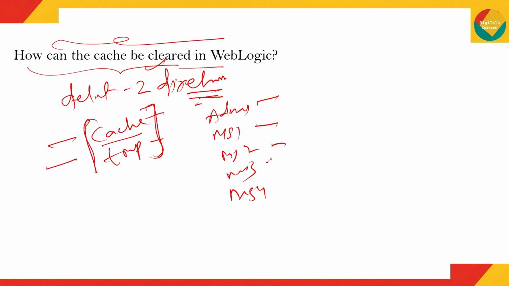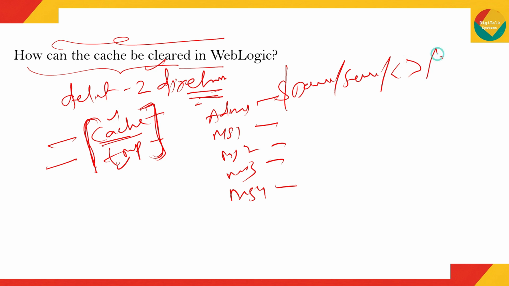Okay. And what is the location of the cache and tmp directories? It is inside your domain, servers, and the name of your server. Inside that, you will have a folder called cache. Along with that, you will have a folder called tmp. And then we have multiple other folders as well, like logs, security, and a few more.